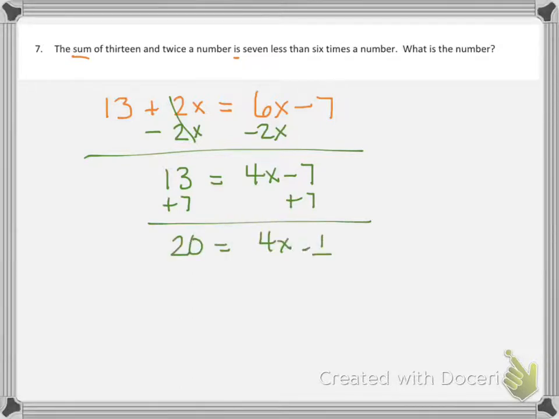And then multiply by the reciprocal. And we get the 4's cancel. We get x equals 20 divided by 4 is 5. So x equals 5 is the number.